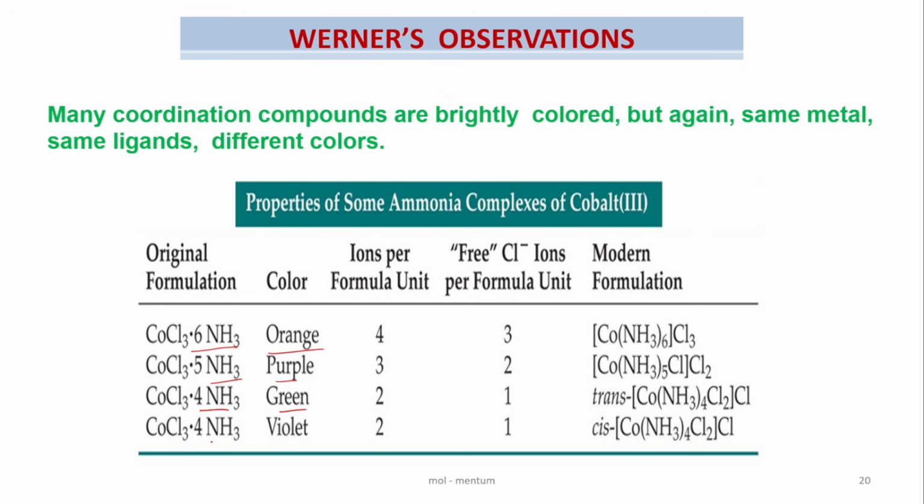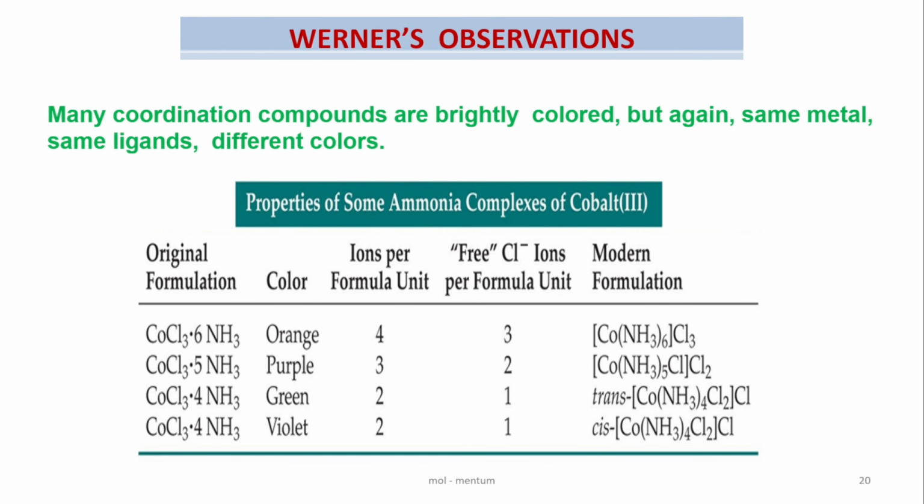With 4, it is green. With again 4NS3, but now it is moving from cis to trans geometry. So we will discuss cis trans at the end. When the geometry is changing from trans to cis, there is a change of color from green to violet. So these experiments were quite interesting.